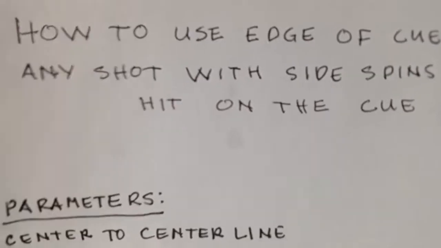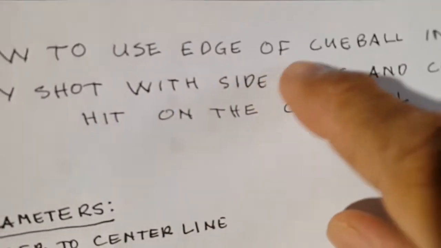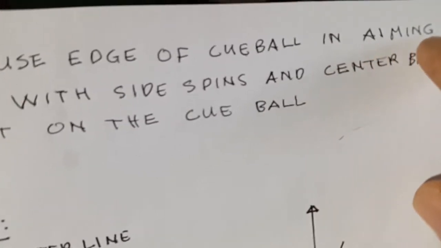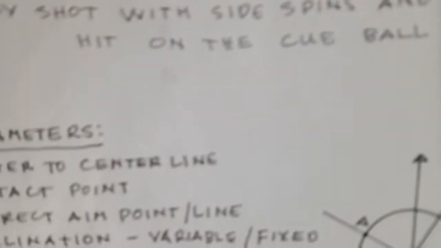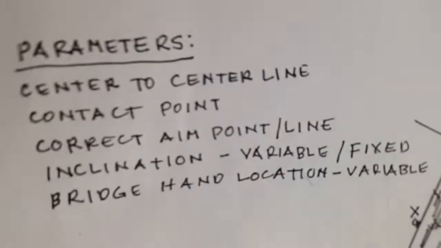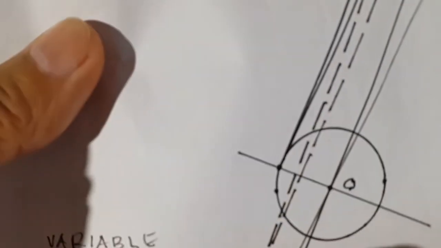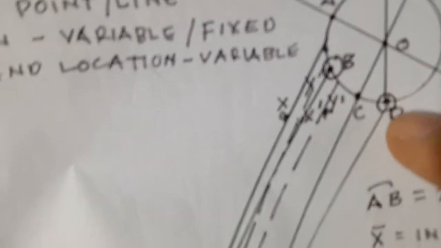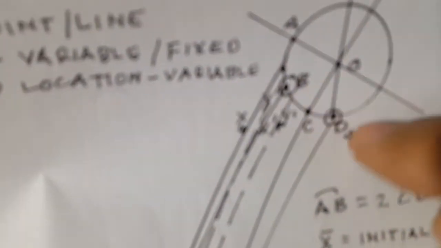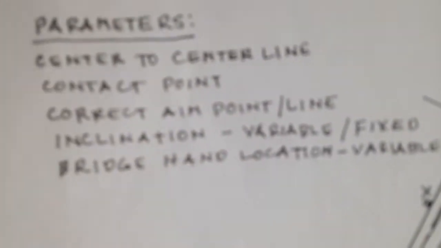Hello to everybody. Today I will be discussing the procedure on how to use the edge of the cue ball in aiming for any shot with side spins and center ball hit on the cue ball. The parameters needed are the center to center line. This is a standard procedure we have to do by passing an imaginary line through the centers of this cue ball and this object ball in order that we could locate this contact point easily.